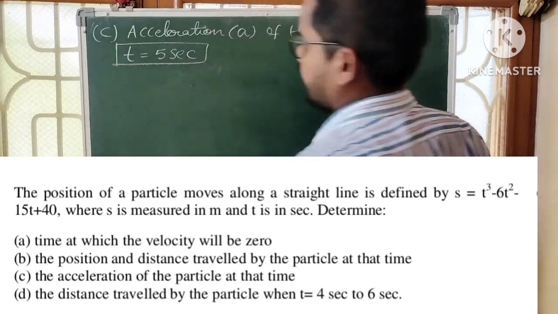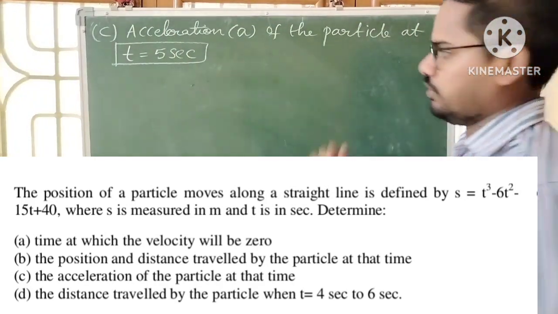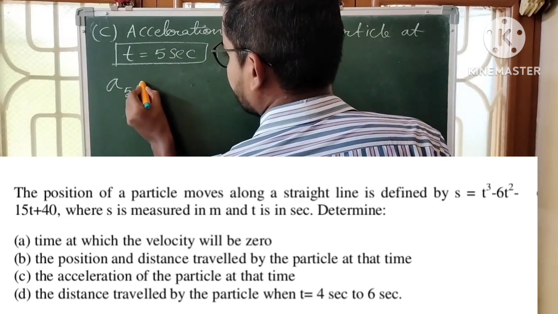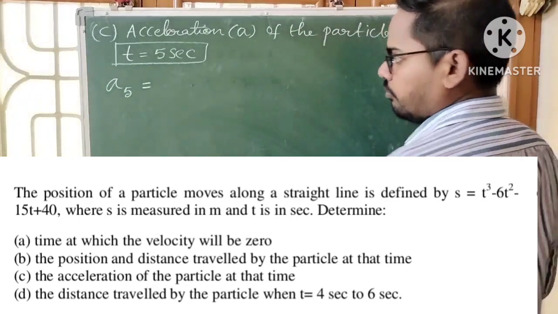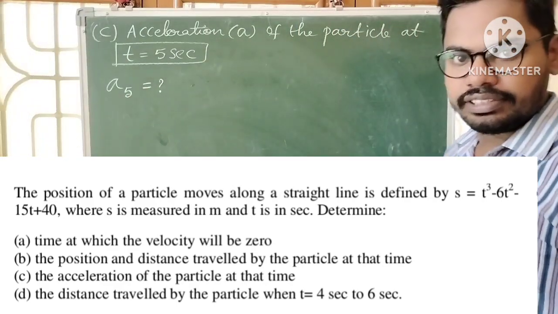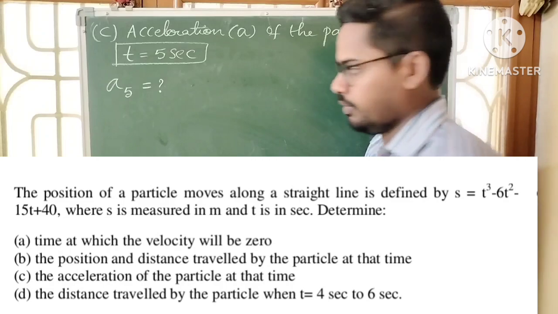T is equal to 5 seconds. So this is the time at which the velocity of the particle is 0. Okay. So now, acceleration at t is equal to 5 seconds. A5 is equal to what? First we need the equation of acceleration in terms of time t.